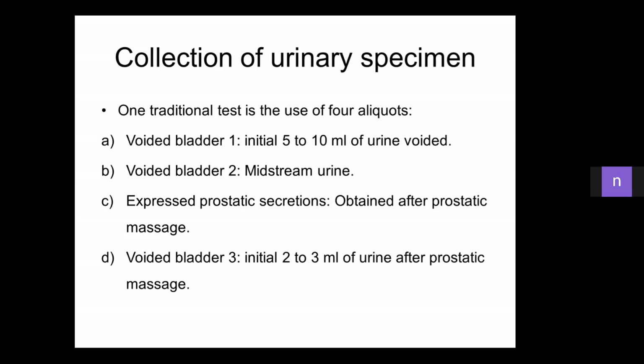So the second is the two aliquot. The difference between these two is that in the second aliquot, you usually get two samples, before and after a prostatic massage.